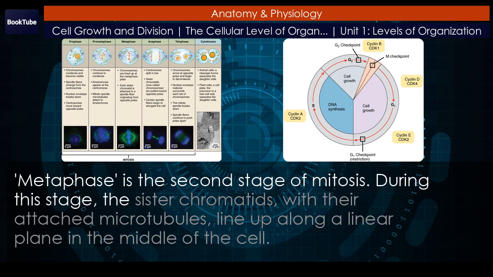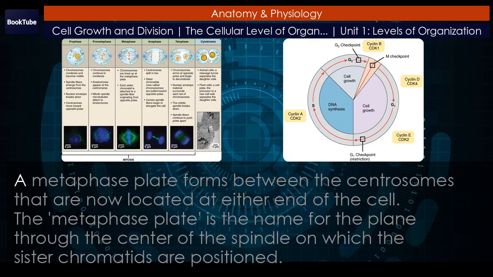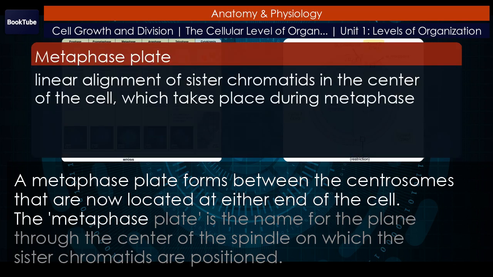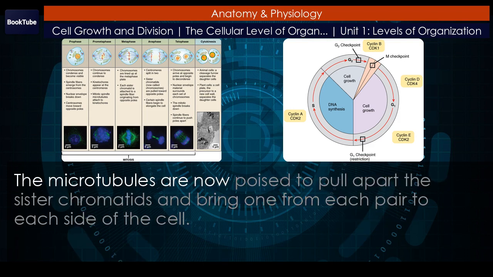During this stage, the sister chromatids, with their attached microtubules, line up along a linear plane in the middle of the cell. A metaphase plate forms between the centrosomes that are now located at either end of the cell. The metaphase plate is the name for the plane through the center of the spindle on which the sister chromatids are positioned. The microtubules are now poised to pull apart the sister chromatids and bring one from each pair to each side of the cell.